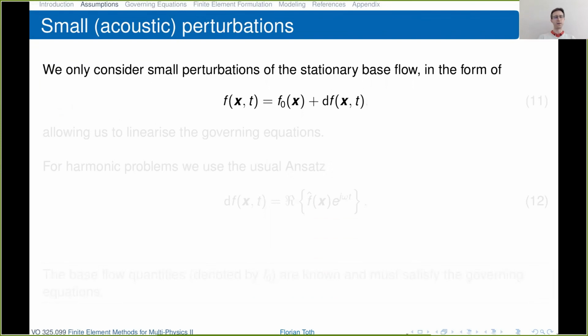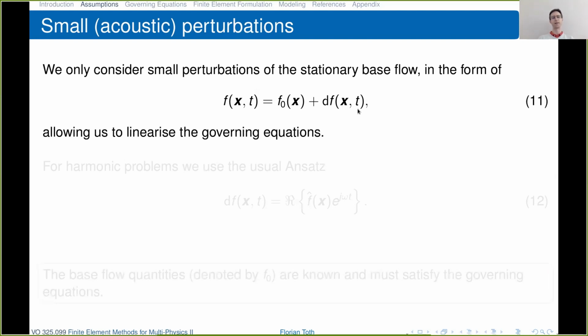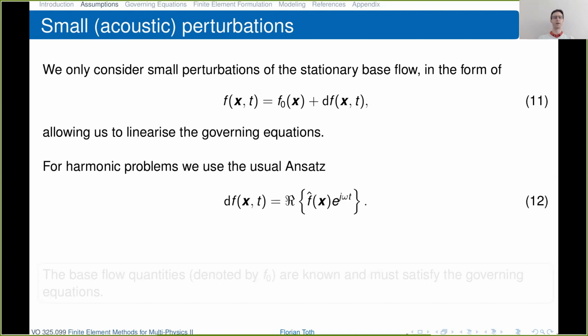And the second important assumption is a small acoustic perturbation. So we only consider small perturbation of a stationary base flow. So we have a base flow F0 of x that's only spatially dependent, and a small perturbation delta f that is dependent on space and time. And this allows us to linearize the governing equations. And as usual, for time harmonic problems, we can make a harmonic ansatz for the perturbation quantity, and we will describe it then as the real part of a complex valued amplitude times the harmonic oscillation described as the exponential e to the power of j omega t.